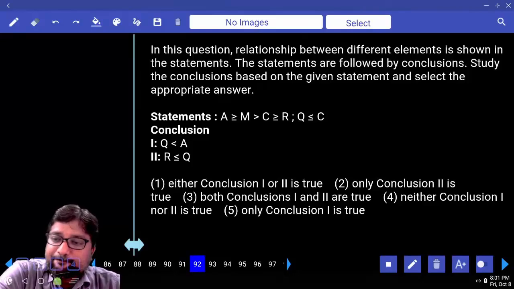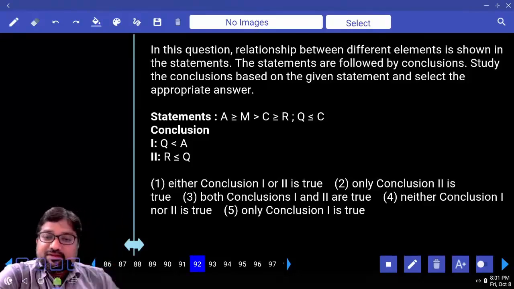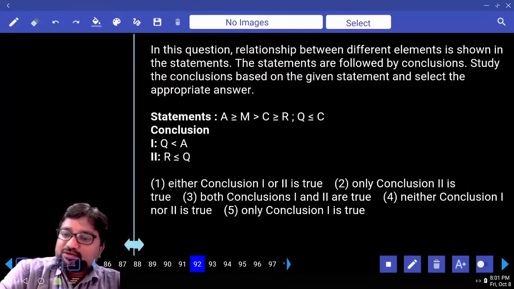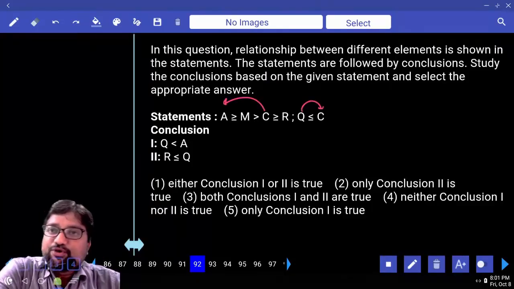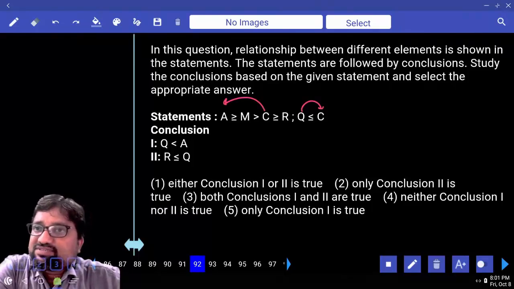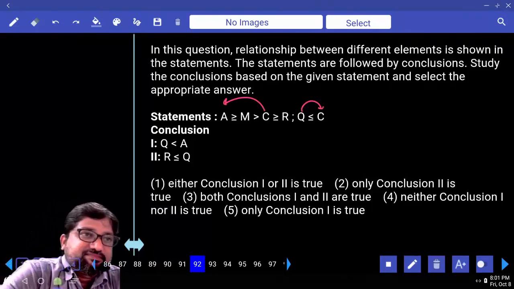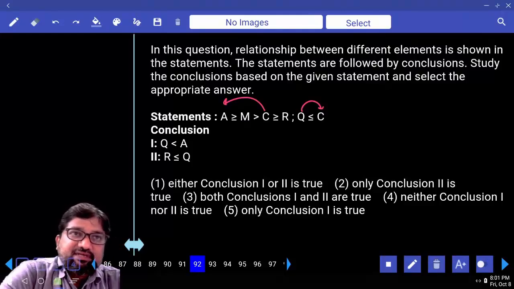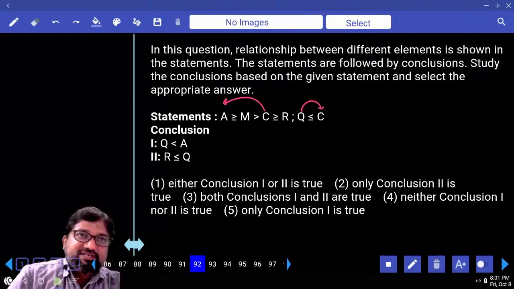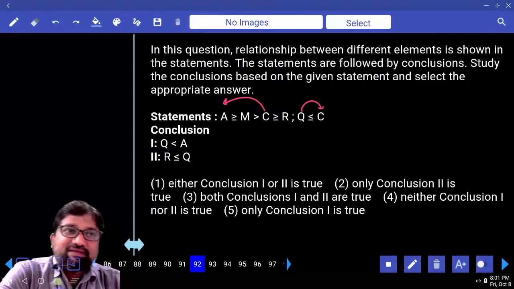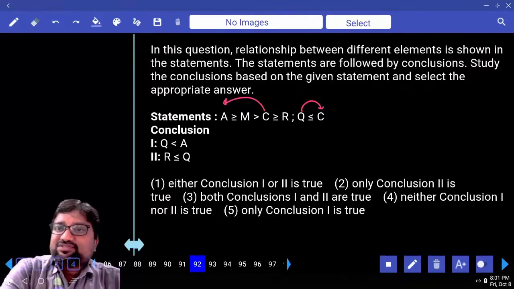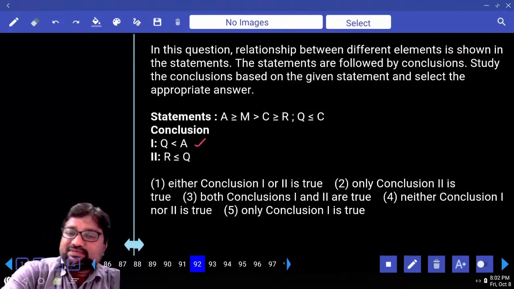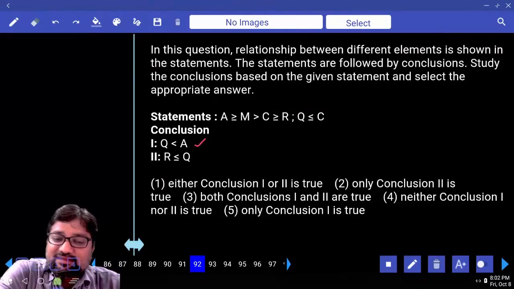Q less than A. To connect from Q to A, I need to take the help of C. Q less than or equals to C. C less than A. What's the answer? Q less than A. Next, R less than or equals to Q.